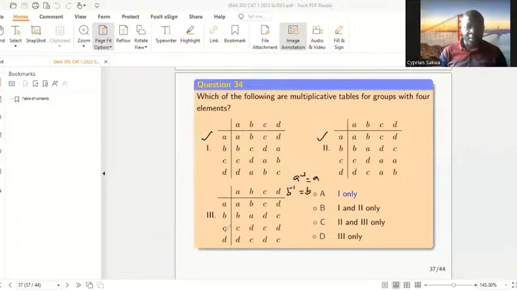The inverse of C: C has no inverse, in fact. There's no element which you can multiply by C to get the identity A. You can see C times A gave me C and C times D gave me C. So C has no inverse, and that disqualifies this from being a group. So again, this is not a group. That is how you're supposed to have done this.